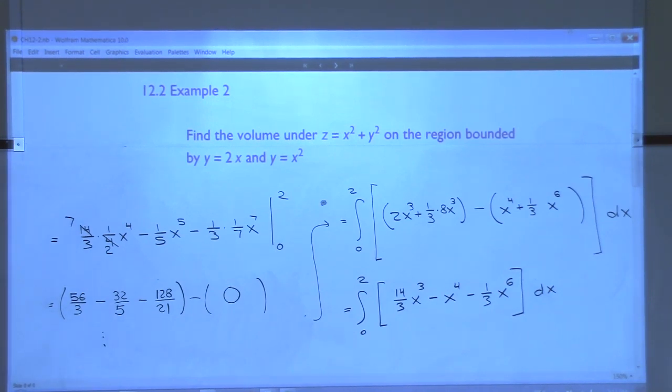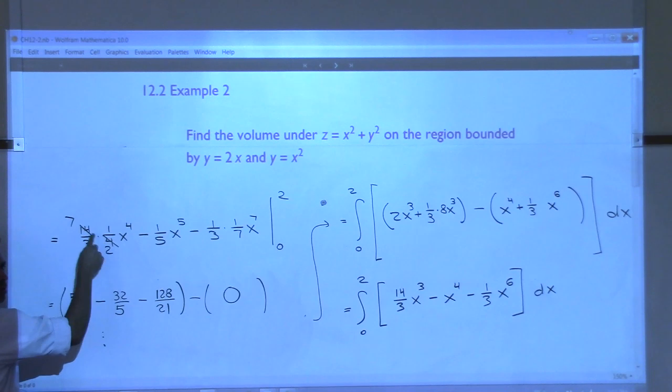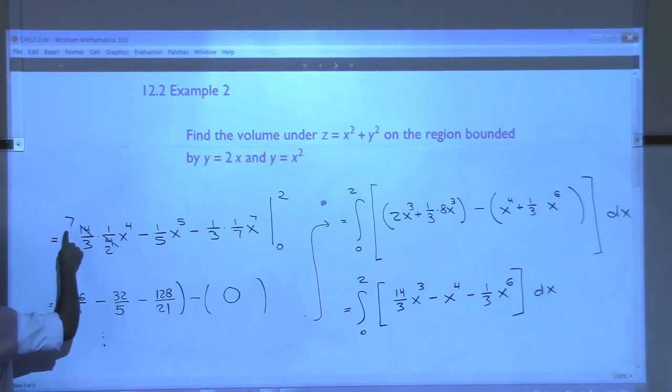Yes? How'd you get 7? Right here? This was 4 and this was 14, so I just reduced one each by a factor of 2. So 2 goes into 4, 2 goes into 14, 7 times, right?